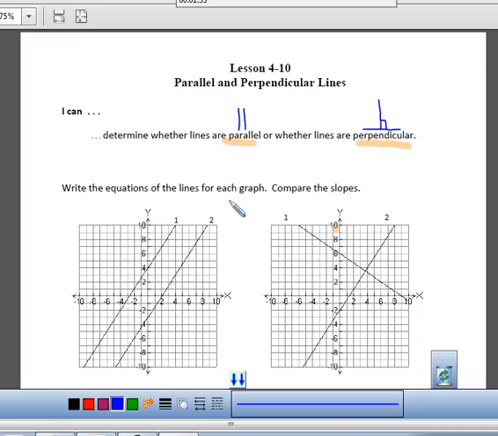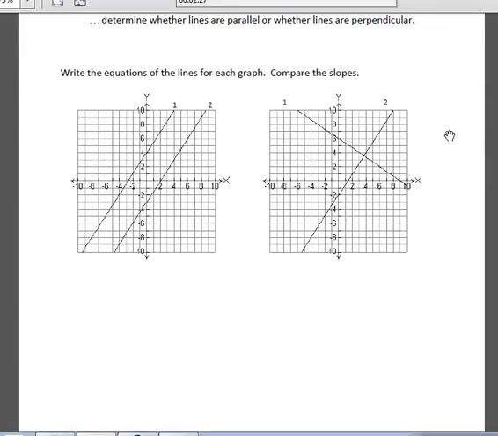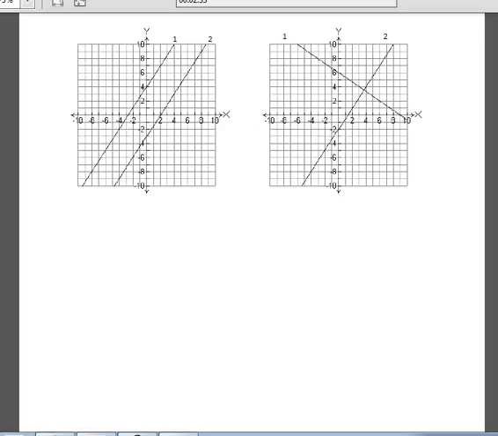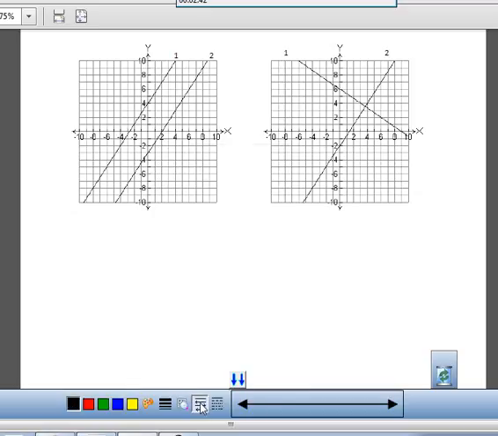It says, write the equation of the lines for each graph, compare the slopes. Not only are we going to compare the slopes, we're going to compare the y-intercepts, because that is important too. The equations we're going to write are in slope-intercept form, y equals mx plus b. We could use the other forms, but this is the most typical way that you will see it, so it makes the most sense to stick with that. Let me scroll the screen up here. Let me split my workspace in half. So I'm going to draw a line down the middle, and I suggest you do the same, so that we don't get things crossed up.